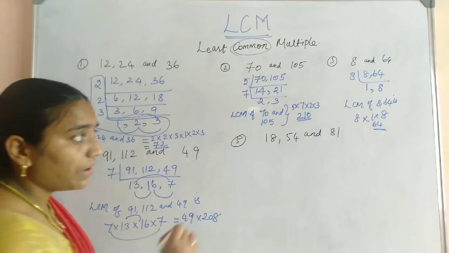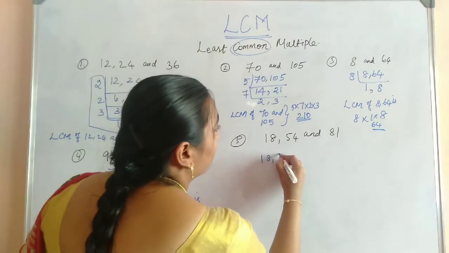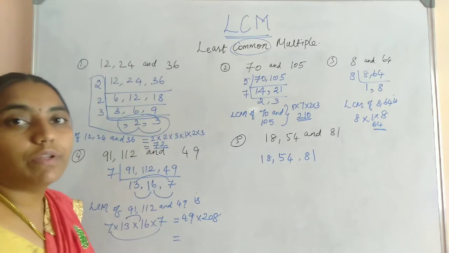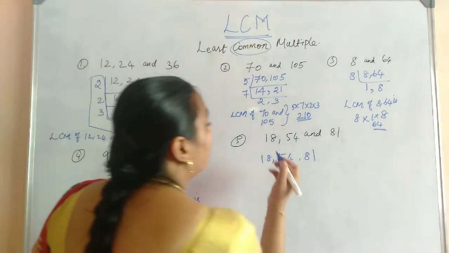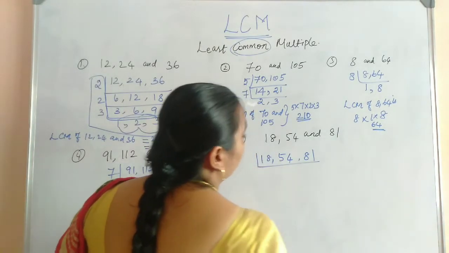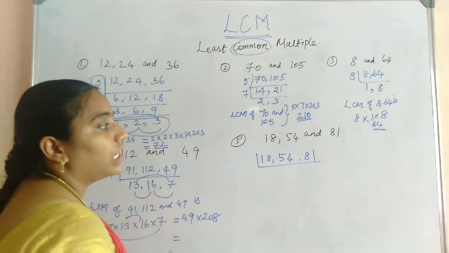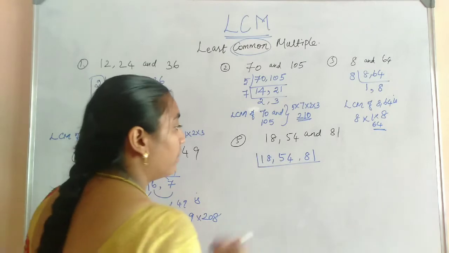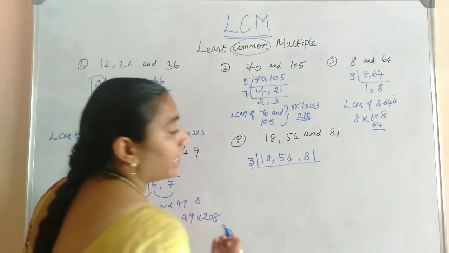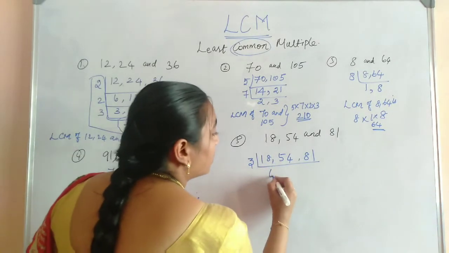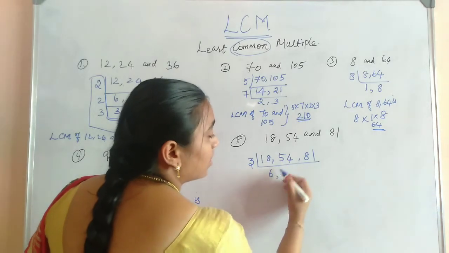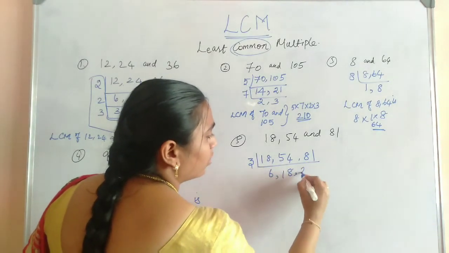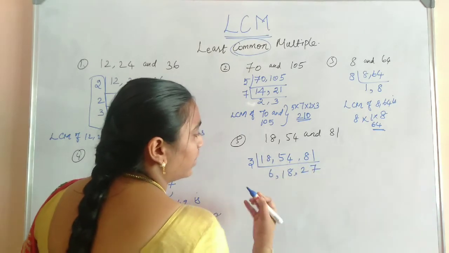Okay, next: 18, 54 and 81. You want to check the answer. Do all three have a common factor? You have to check. This is an odd number, so we can't take the 2 table. Take the 3 table. 6 3s are 18. Next, 1 3 is 3, remaining 2, 8 3s are 24. 2 3s are 6. 7 3s are 21.